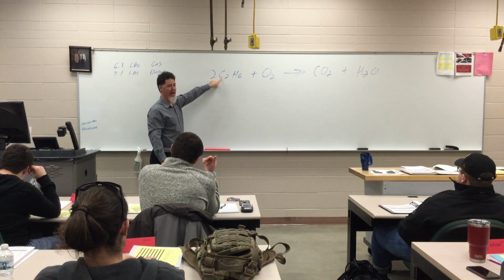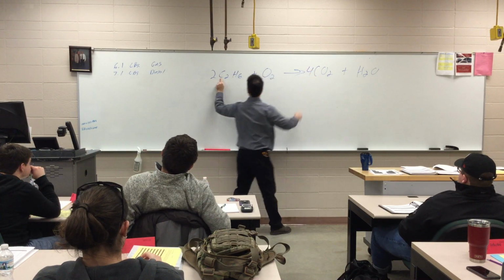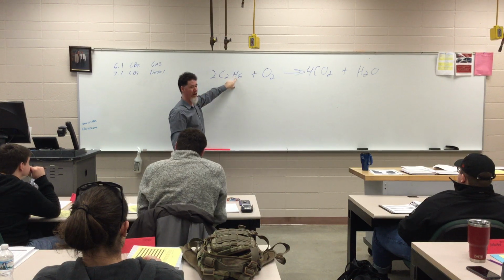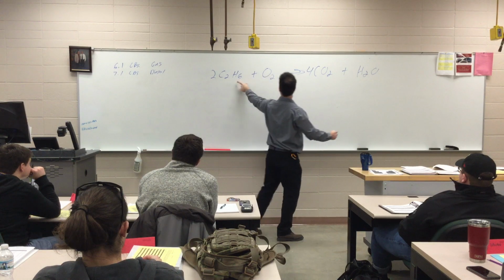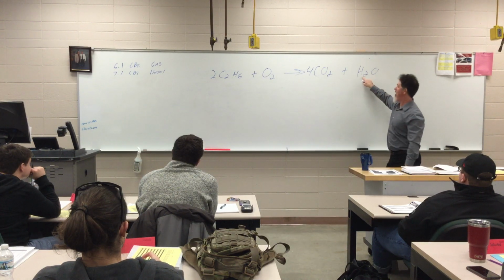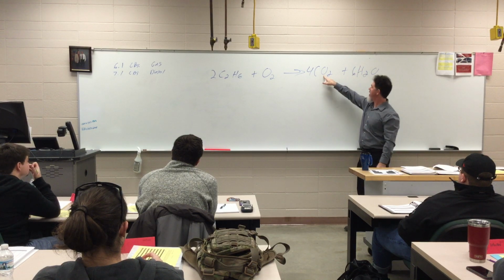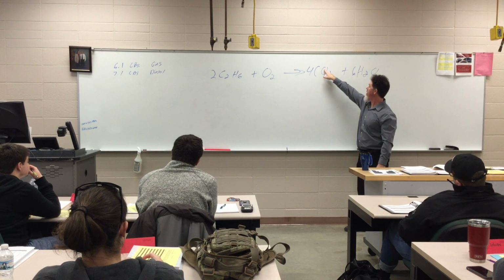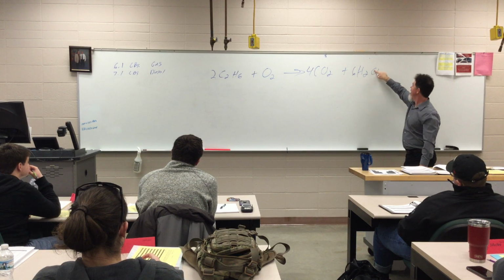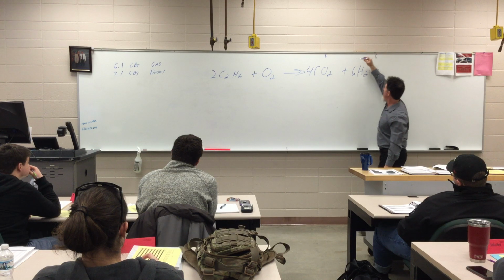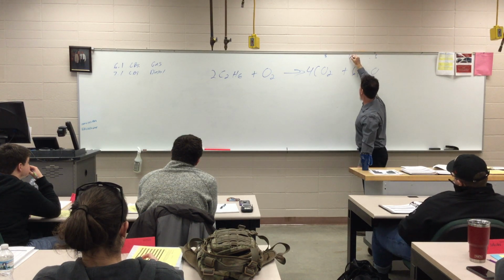How many carbons do I have now? 4. So I'm going to put a 4 in front of this here. So now I have 4 carbons. How many hydrogens do I have? 12, so 6 times 2. So I come over here and say, okay, I got 2 already, so what do I put over here? 6. I put a 6. Now come over here with my oxygens. How many oxygens do I have here? 8. But how many do I have over here on this side? 6. 6 plus 8 is? 14.